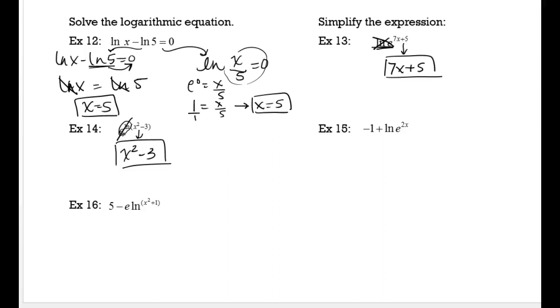All right, look at 15. Look what I can simplify. Natural log of e simplifies out. The exponent drops down. So I have negative 1 plus 2x. I cannot combine like terms, so I'm done. Easy enough.